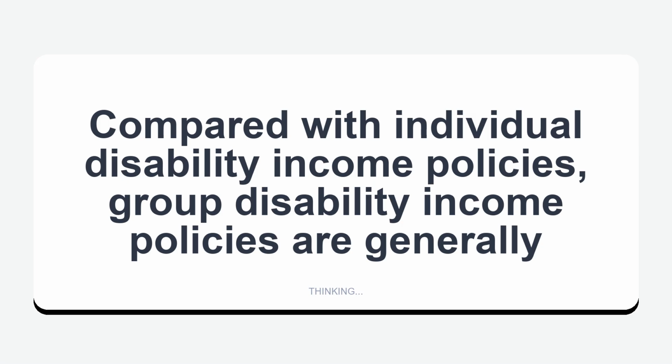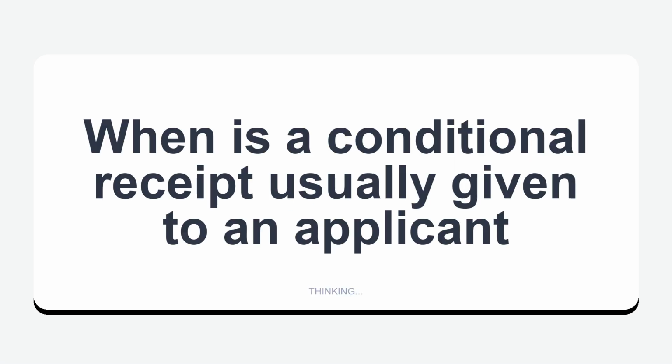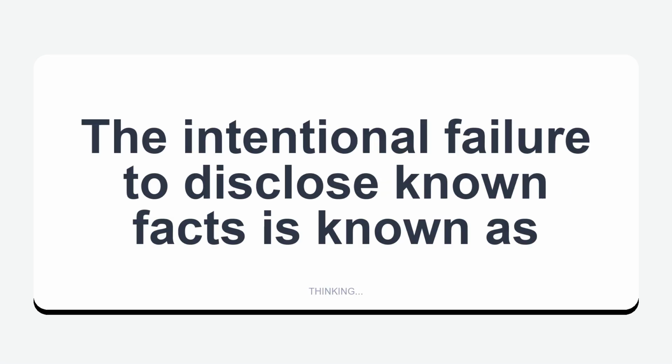Compared with individual disability income policies, group disability income policies are generally less costly and have fewer benefit options. When is a conditional receipt usually given to an applicant? When the initial premium is paid. The intentional failure to disclose known facts is known as concealment.